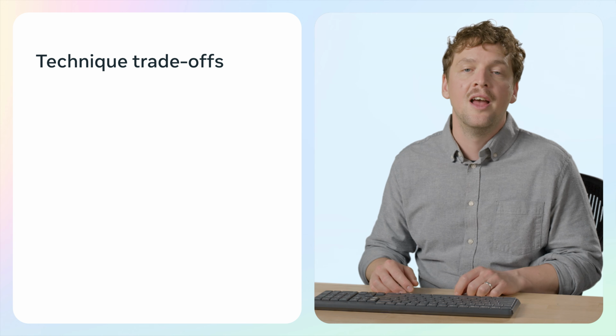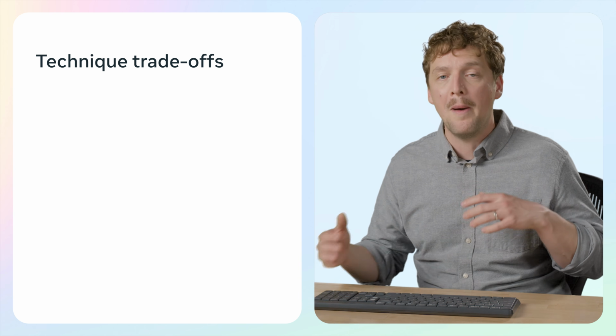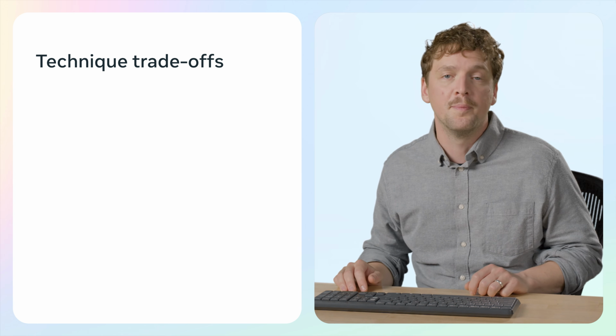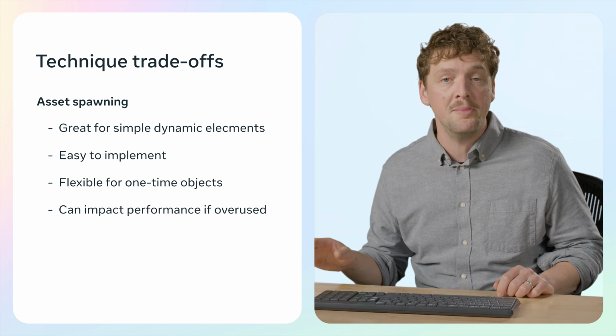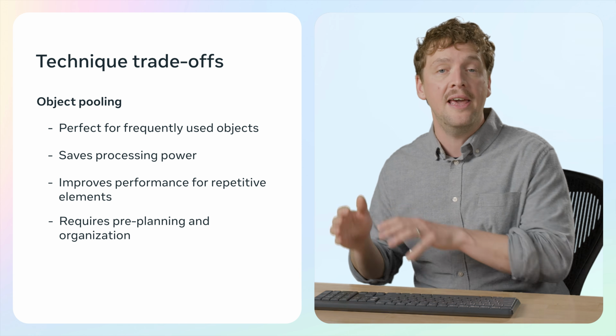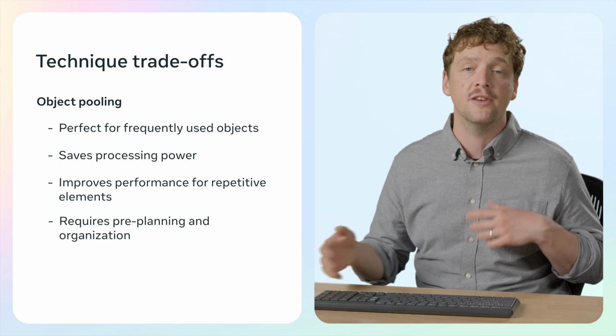Now that you've seen what features and techniques are available in worlds for spawning, pooling, and streaming assets, feel free to experiment and explore which technique or combination of techniques would be most suitable for you. Remember that each technique has its advantages and disadvantages, and it's all about balancing between performance and the interactivity you need in your world. Asset spawning is great for simple dynamic elements, but remember that spawning too many objects at once can impact performance. Object pooling is excellent for objects that appear and disappear frequently. It saves processing power by reusing assets instead of constantly creating and destroying them.